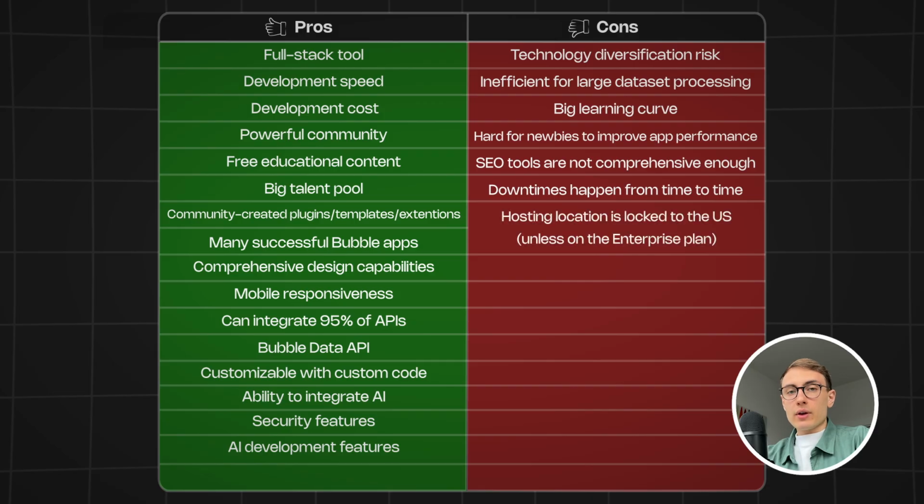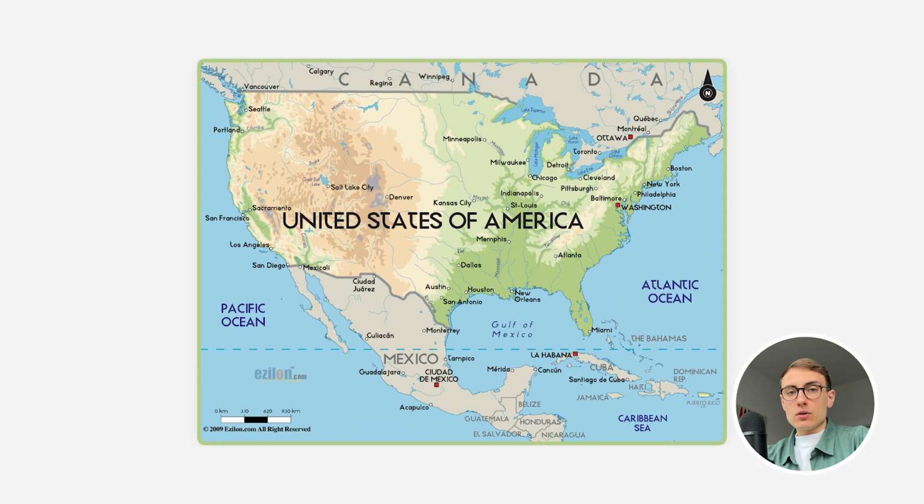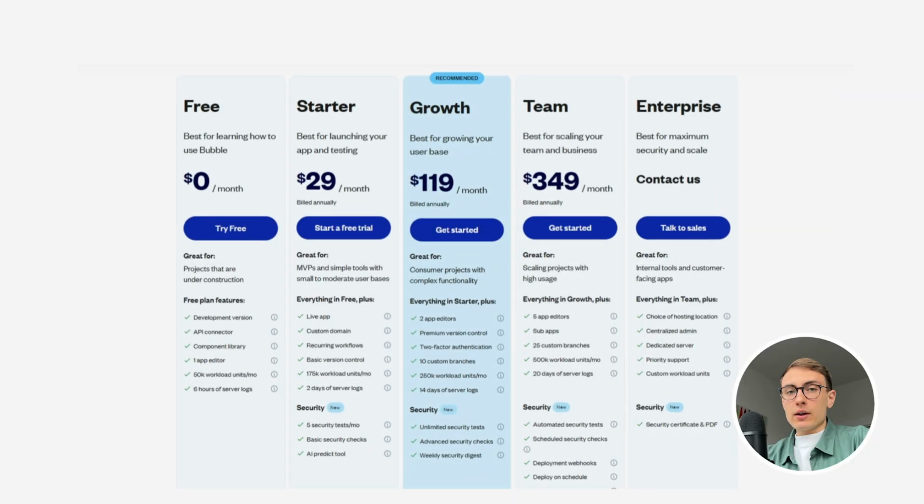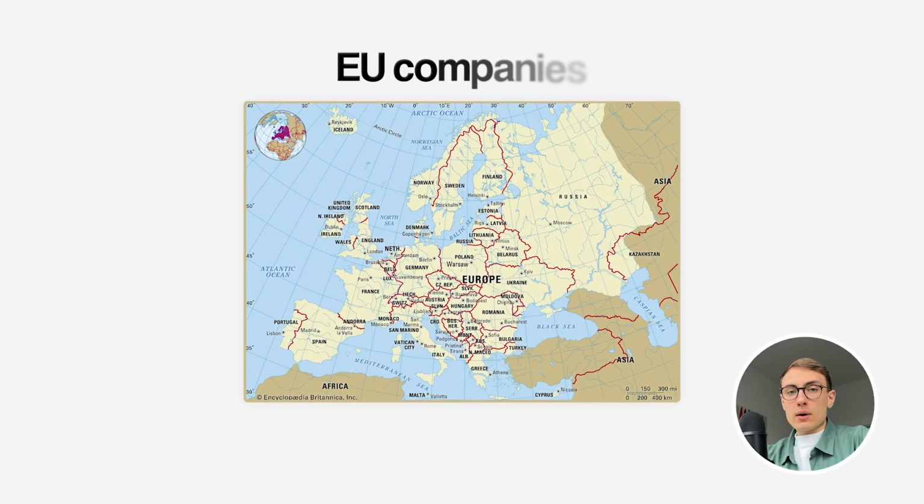Bubble is hosted on AWS servers based in the US, and you cannot host your app on your private server unless you are on an enterprise Bubble plan. This might be a deal breaker for many Europe-based companies.